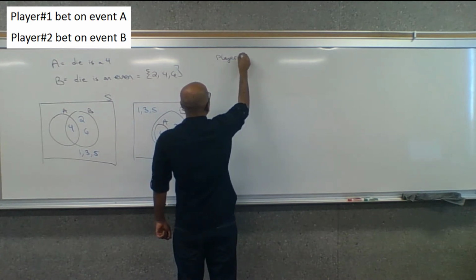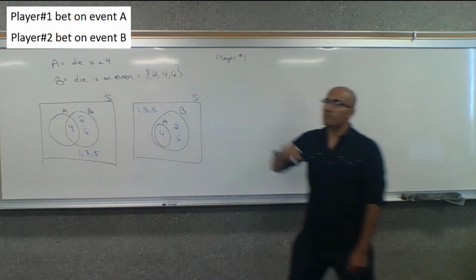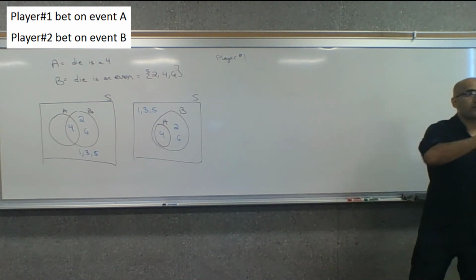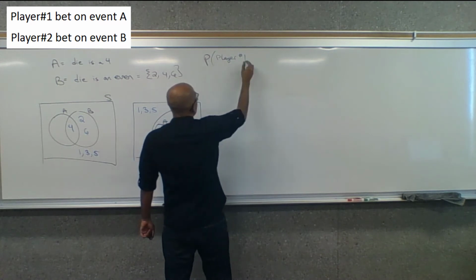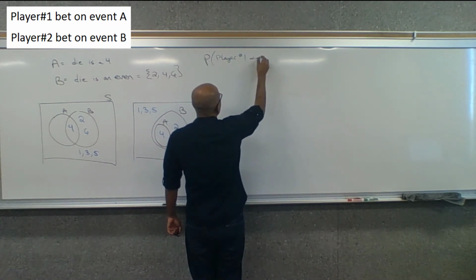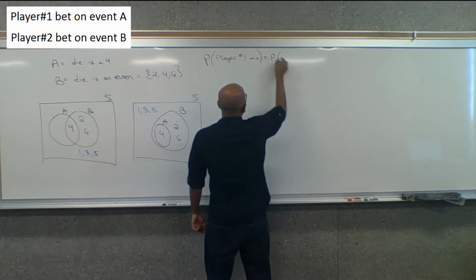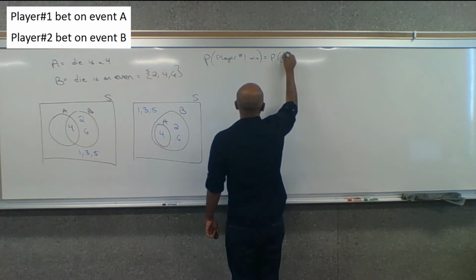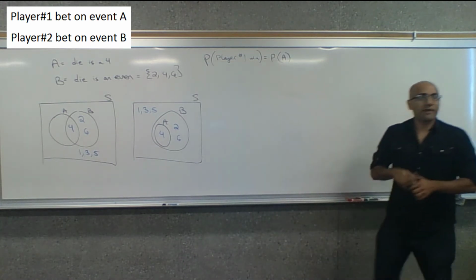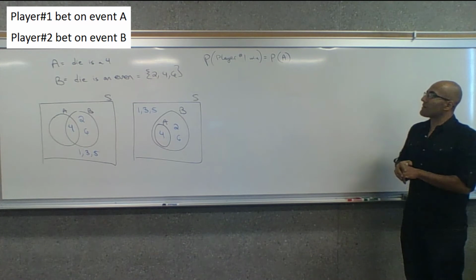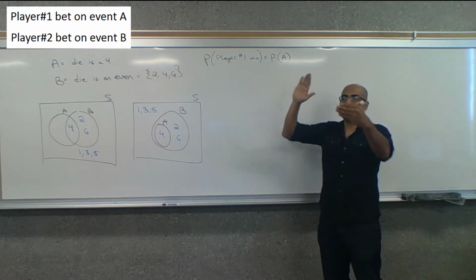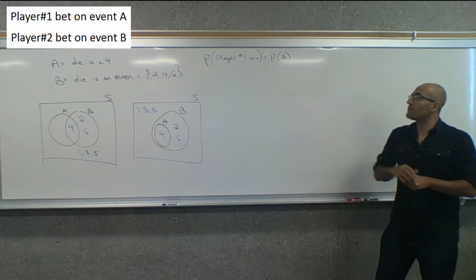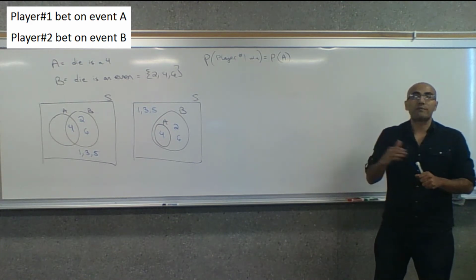Player 1 wagered money that the die was going to be rolled and it was equal to a 4. So the probability that player 1 wins is equal to the same thing as just saying the probability that event A happens. Okay? Again, notation. Sometimes it's useful to write it all out, and sometimes it's useful to cut down on all the writing and just get down to something a little bit more streamlined.